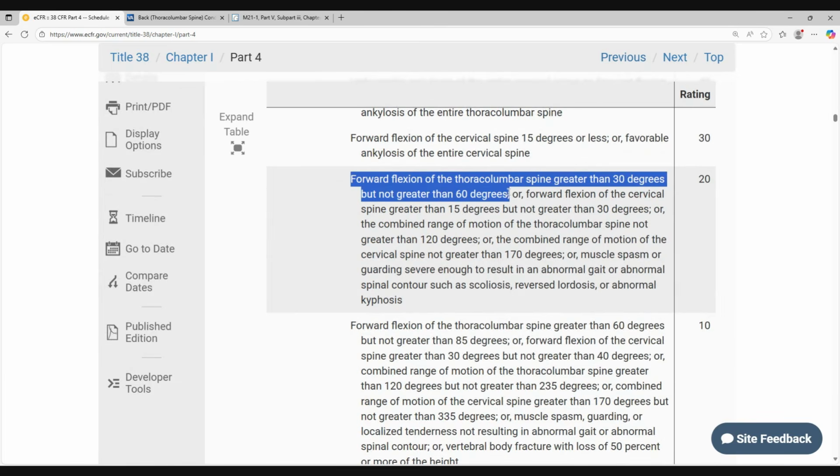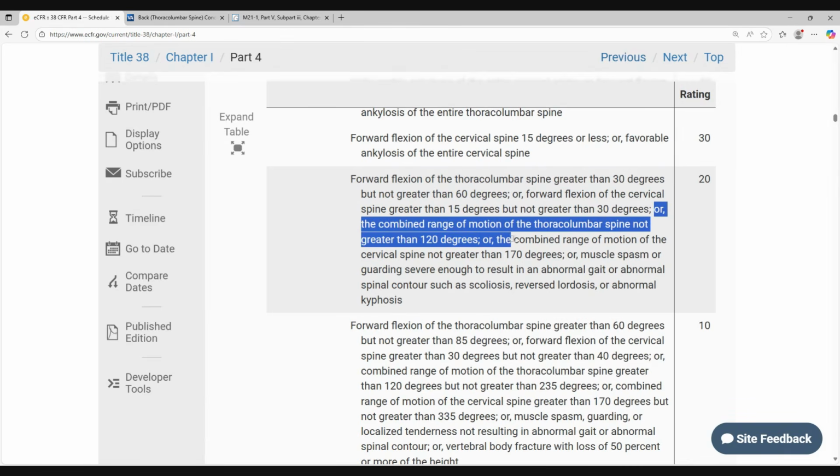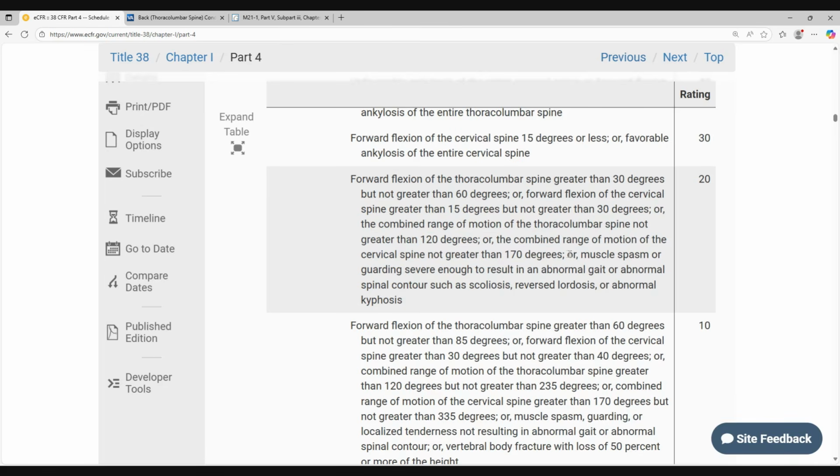Same kind of every other one type situation. So it's similar to the 10%, but they've just reduced the flexibility, 60 degrees to 30 degrees. Same thing. And then we come down here to the same or situation, just more of the same, where there's less overall movement of the spine, side to side, obliquely, all that kind of stuff. And then we come down here to a change of muscle spasms or guarding severe enough to result in abnormal gait.